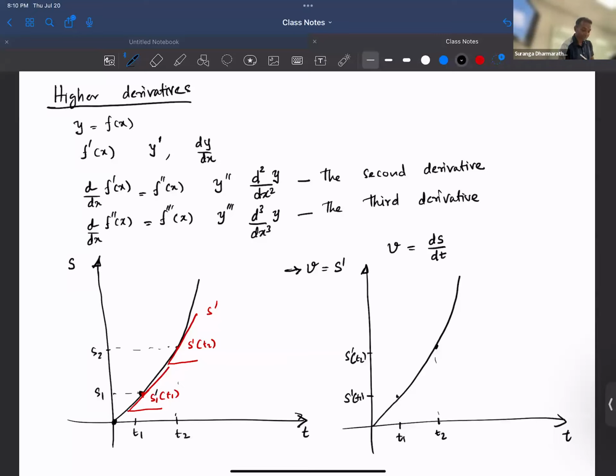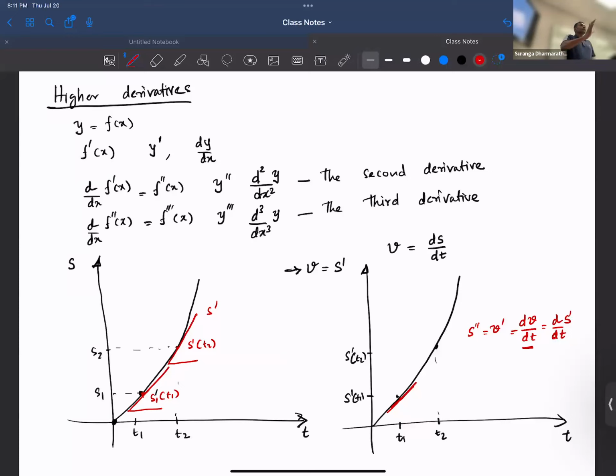So I can find the derivative of this one. The slope in this case is what? dV over dt, or in other words, it's dS prime over dt. That is V prime or S double prime. Does that make sense? So, what is dV over dt? The rate of change of velocity.